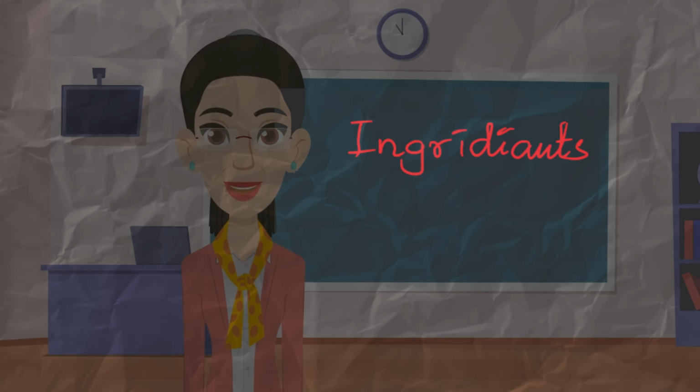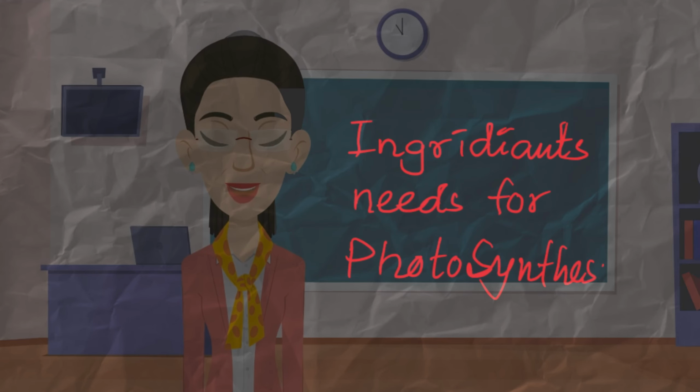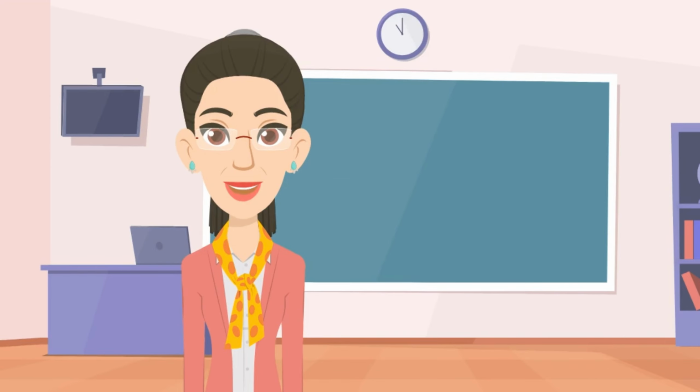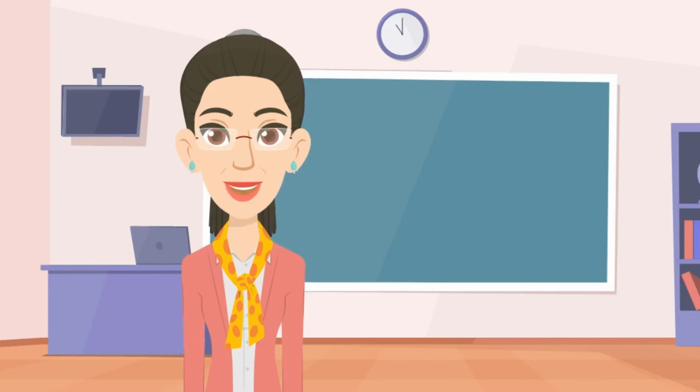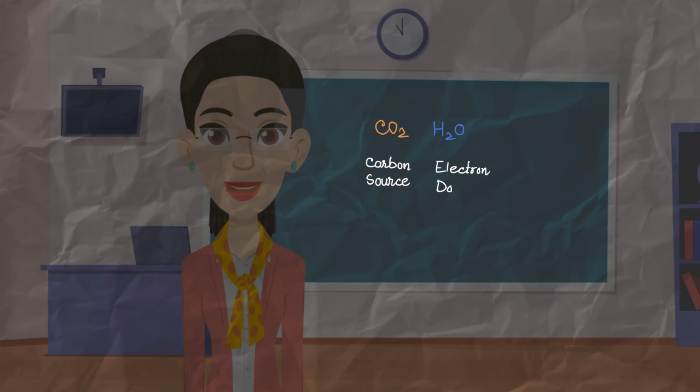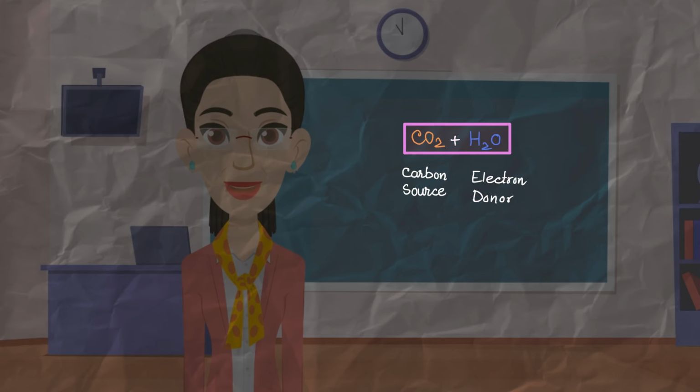Let's see the important ingredients of photosynthesis in plants. First of all, for photosynthesis, a primary molecule named carbon dioxide is needed. Plants collect this from the atmosphere. The second important molecule is the water molecule. The carbon dioxide molecule acts as a source of carbon, while the water molecule in this reaction is the final electron donor.